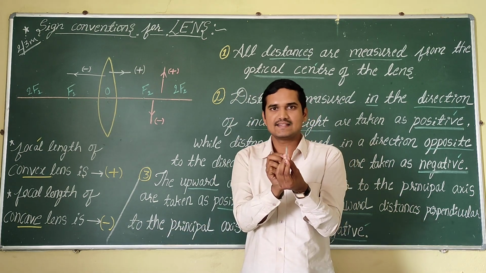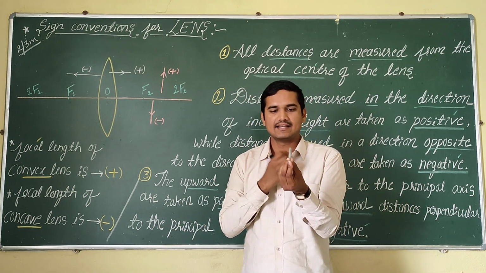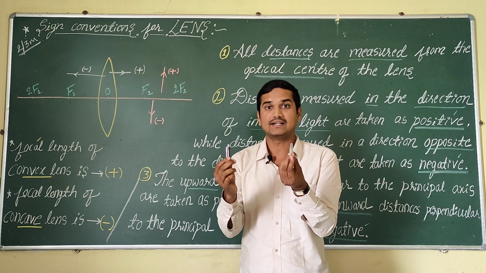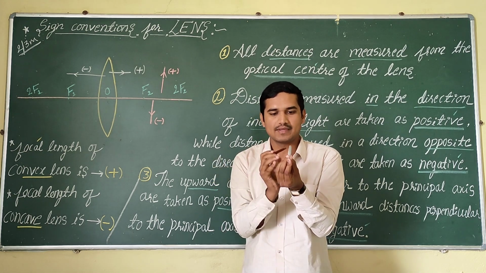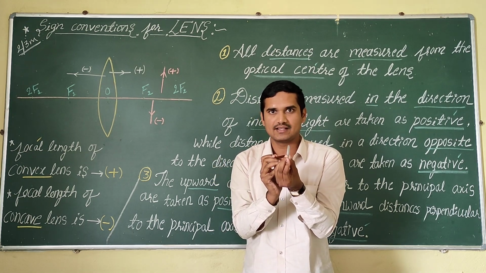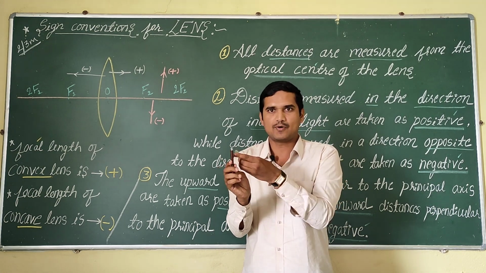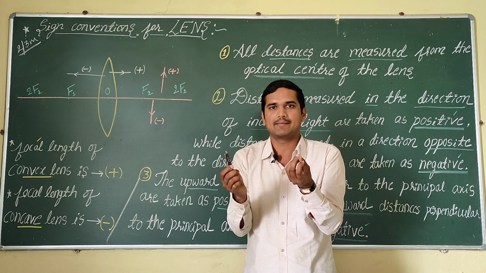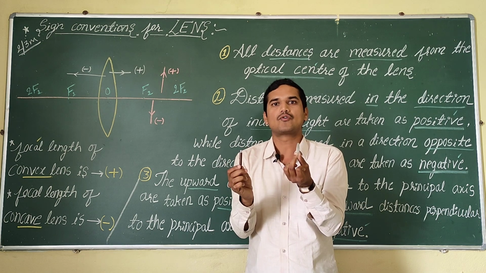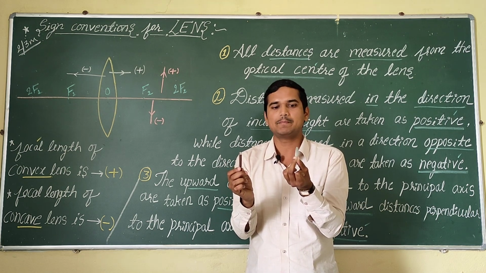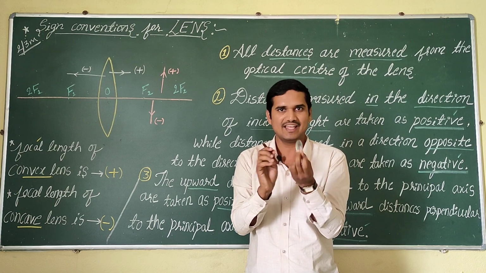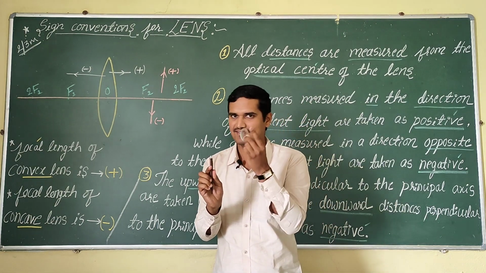Imagine this is a lens, and this is what the object is. The distance should be measured from this middle position or optical center position, and not from this point to this point. Imagine the object is about 10 centimeter from the lens. The distance should be measured from this middle position only, not from this object. This is the first rule.